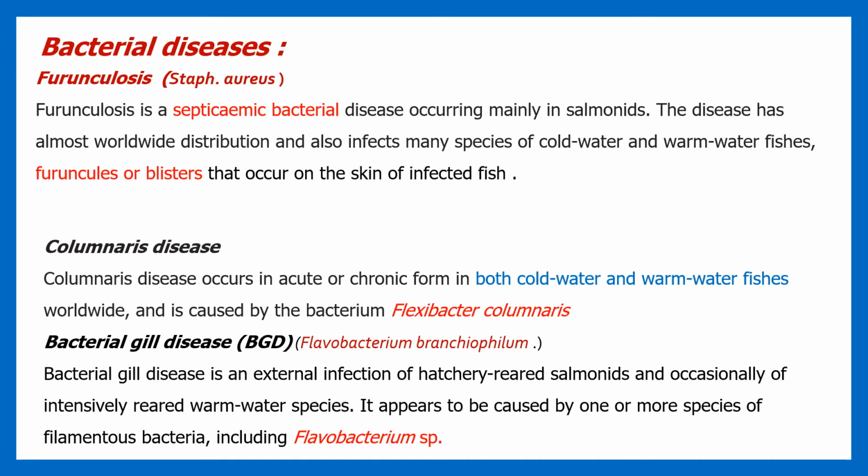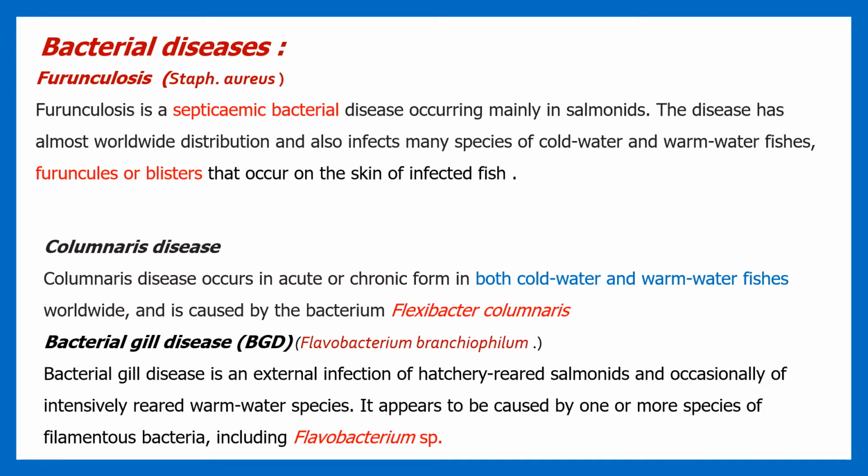Now the next causative agent is bacteria. The major bacterial diseases in fishes: first is furunculosis. Furunculosis means blister formation, just like pimples in human beings, appearing on the body of the fishes. This one is caused by a septicemic bacterium, Staphylococcus aureus, and it is found in both kinds of fishes, cold water as well as warm water fishes. Basically it infects the skin of the fishes.